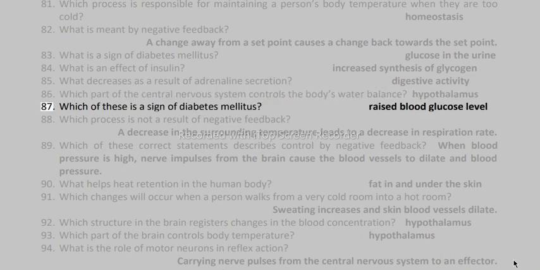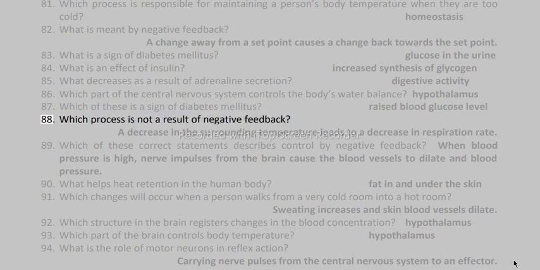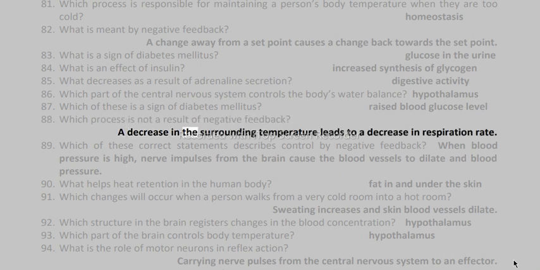86. Which part of the central nervous system controls the body's water balance? Hypothalamus. 87. Which of these is a sign of diabetes mellitus? Raised blood glucose level. 88. Which process is not a result of negative feedback? A decrease in the surrounding temperature leads to a decrease in respiration rate.